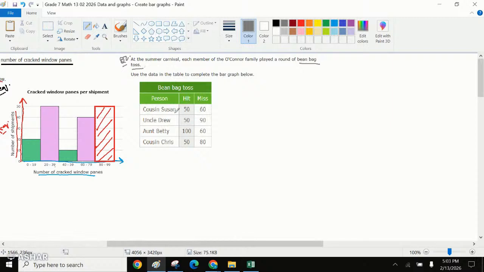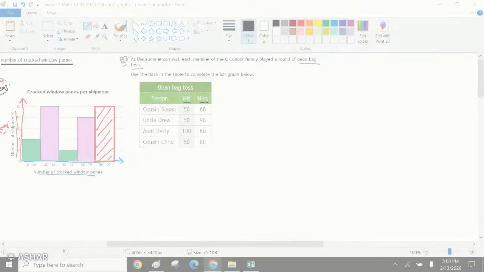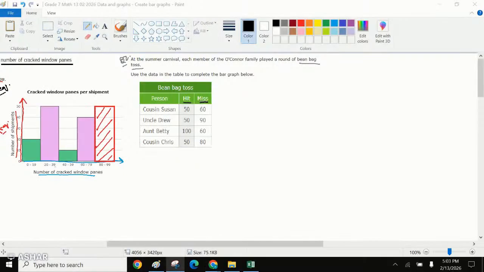Cousin Susan had 50 hits and misses. So we have the hit and miss for each person. Four people in the family played the game, and they're either hitting it or missing it. What happens in a bar graph is, I'll try to erase some values and we'll try to plot it again. Or let's make it from scratch. We create our own.